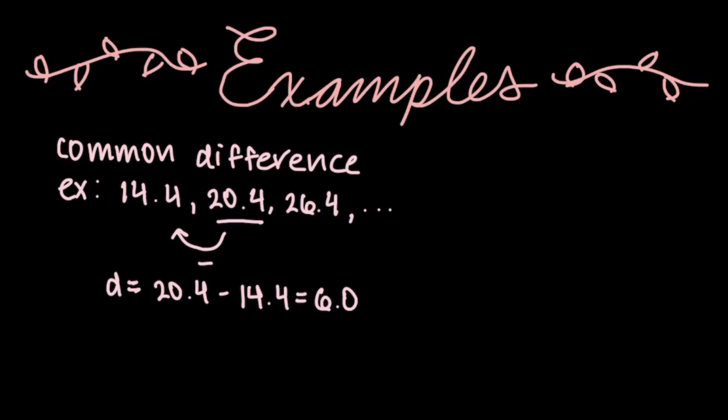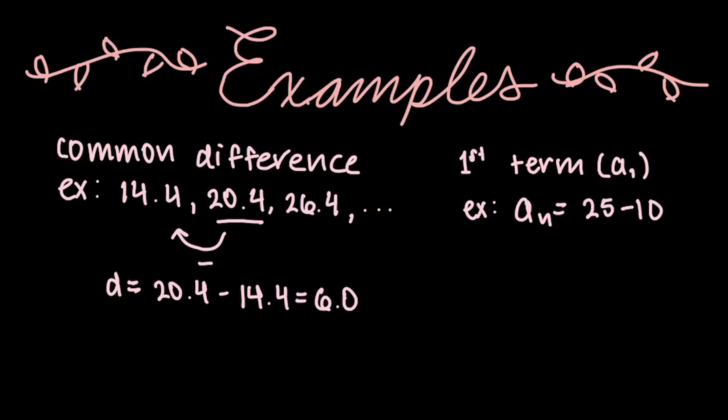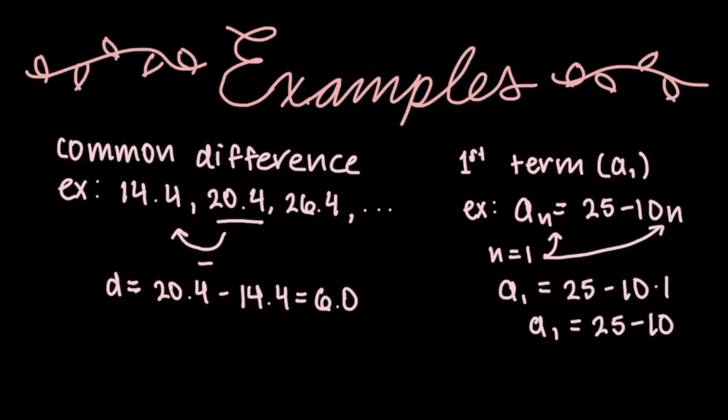The next topic we will try to do a practice problem on is trying to find the first term. If our equation is given to us in the format of a of n equals dn plus a of 0, then we plug in n equals 1 into the equation to find the first term. In our example, a of n equals 25 minus 10n, and if you plug in n equals 1, then you can calculate the expression to come to the answer that a of 1 equals 15.